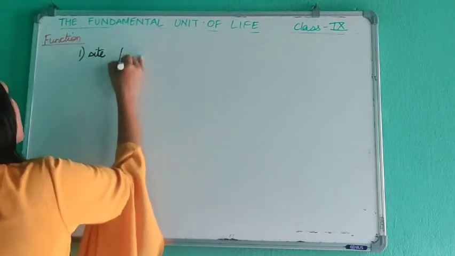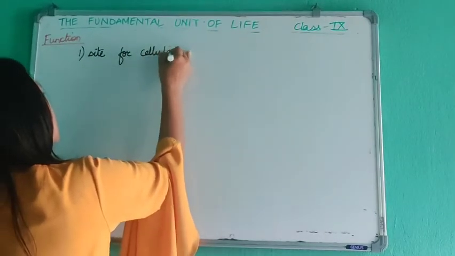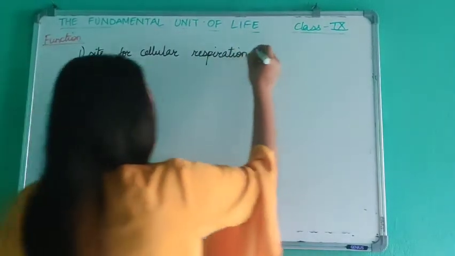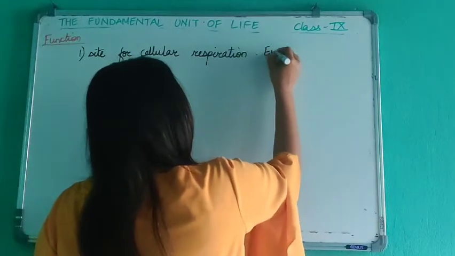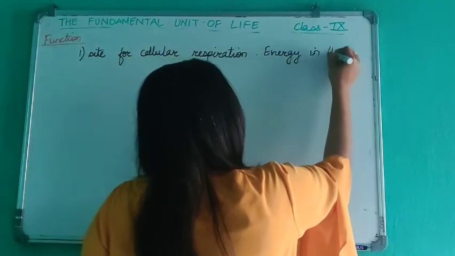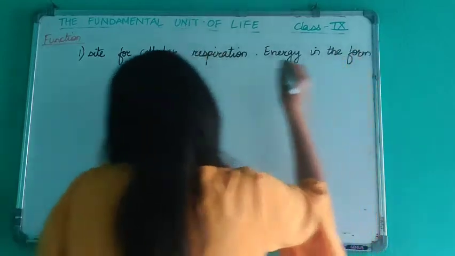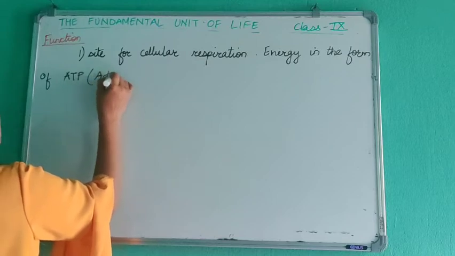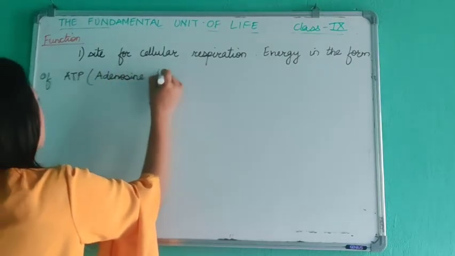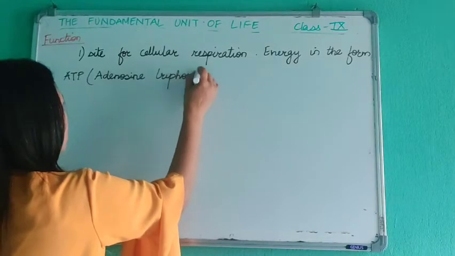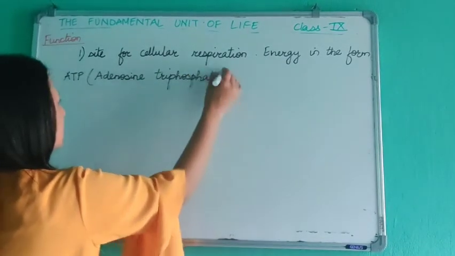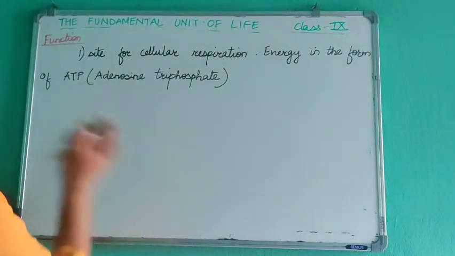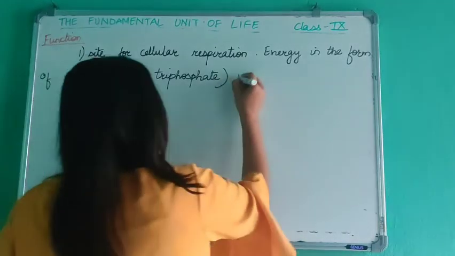First, it is the site for cellular respiration. Cellular respiration, energy in the form of ATP. The full form of ATP is adenosine triphosphate. These are the energy currencies of the cell. So energy in the form of ATP is generated.